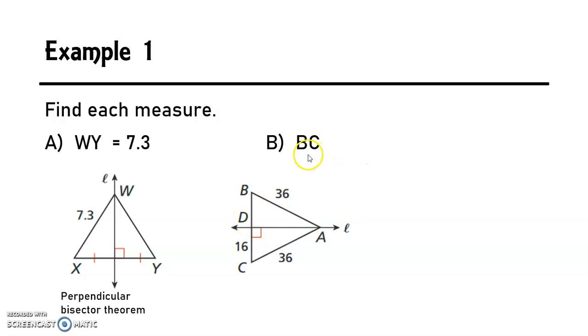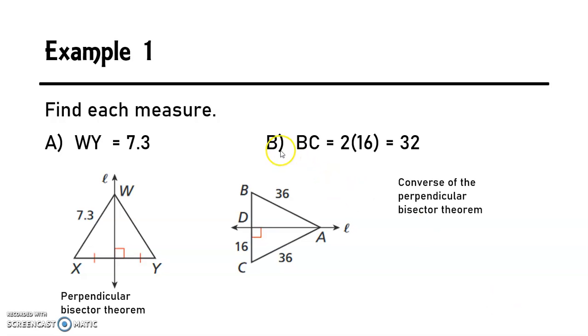But that's not what they asked for. They asked for BC. BC is the total length. So if this is 16 and this is 16, then the total is going to be 32. So BC is 32, and we applied the converse of the perpendicular bisector theorem. So for this one, again, it's important to show how you got your answer. So BC is 2 times 16, which is 32. You could also write 16 plus 16 here. And then don't forget to note the theorem that you used, converse of the perpendicular bisector theorem.